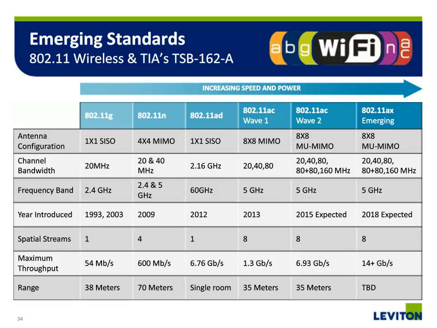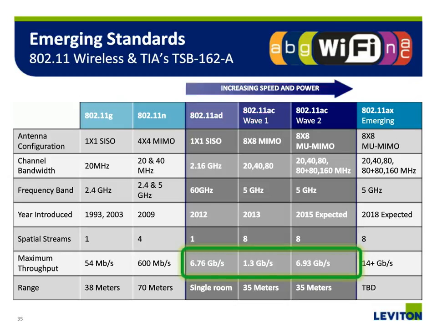This chart shows the migration, if you will, of the 802.11 standard. Most of us started out with the 802.11g access points in our homes. Then several people are starting to move to 802.11n on the consumer side. But the primary standards that are affecting the commercial applications are the AD and the AC standard.